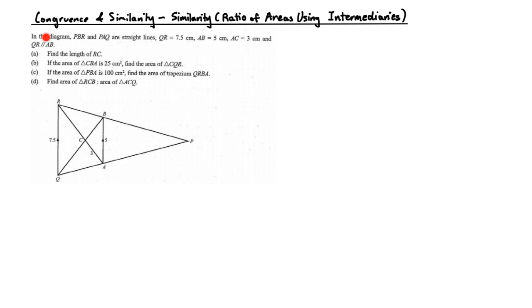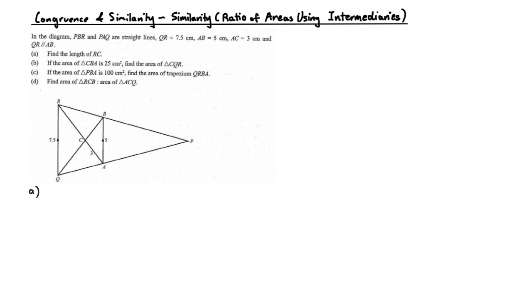Okay, let's try one more question. In the diagram, PBR and PAQ are straight lines. QR is 7.5, AB is 5, AC is 3, and QR and AB are parallel. Find the length of RC. Okay, so to find RC, you must first prove that these two are similar. And you have one scale factor here already. So you can take the corresponding one here.